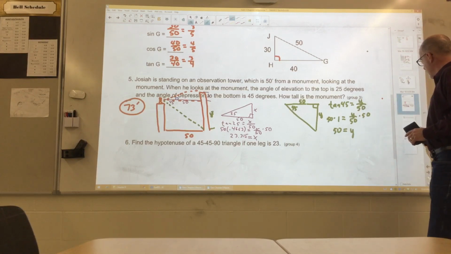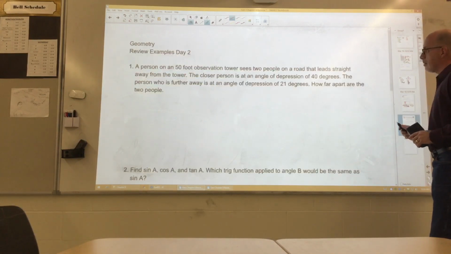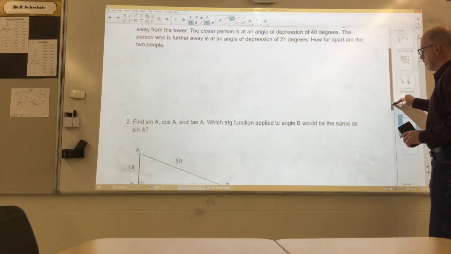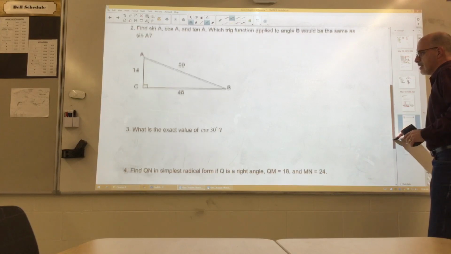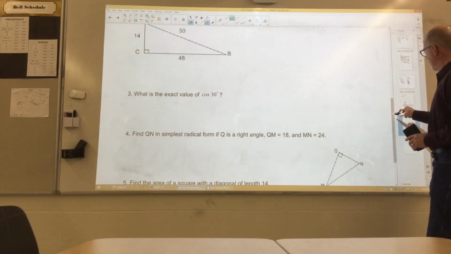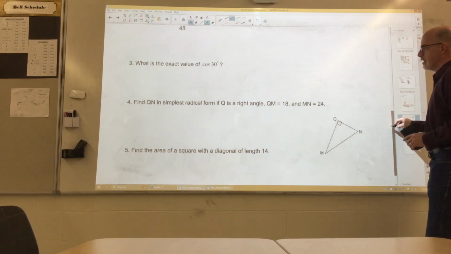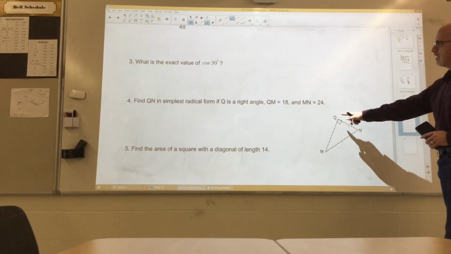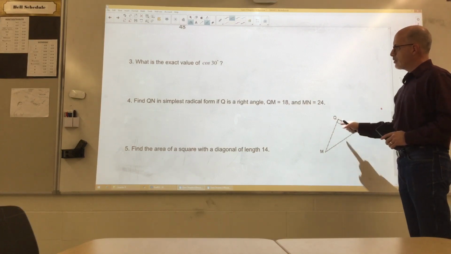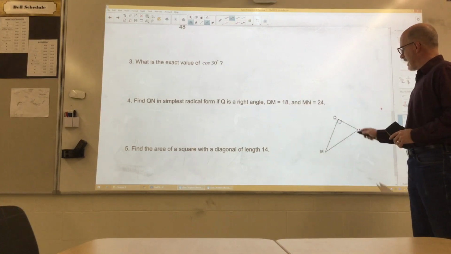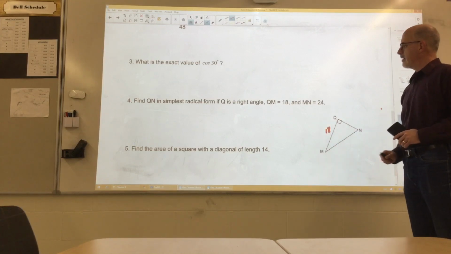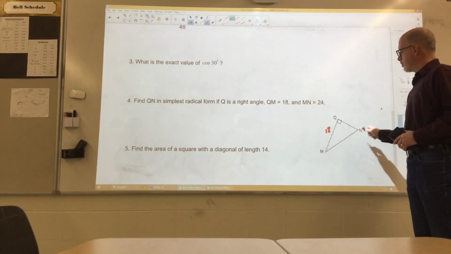Let's go on and take a look at the next set of problems. On this one, what I'd like to do in these problems is looking at this down here. It says find QN in simplest radical form. If Q is a right angle, QM is 18, so this would be 18 on this side, and MN is equal to 24.